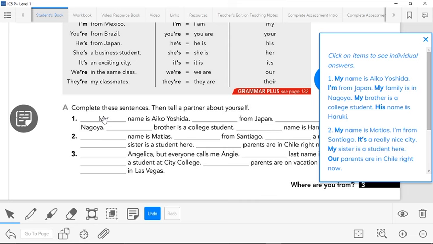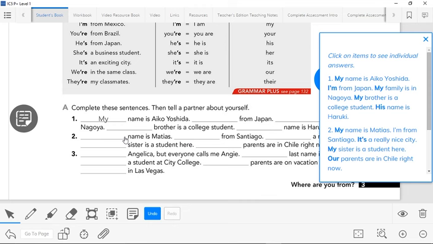My name is Aiko Yoshida. I am from Japan. My family is in Nagoya. My brother is a college student. His name is Haruki.